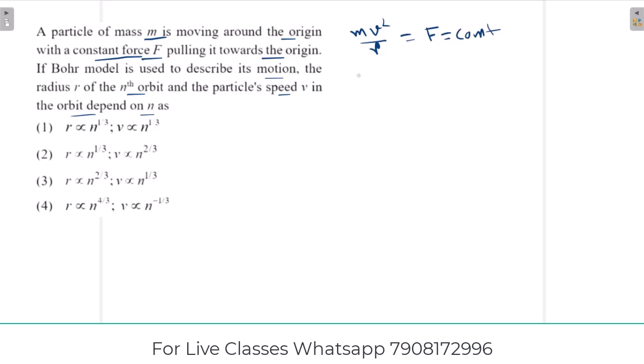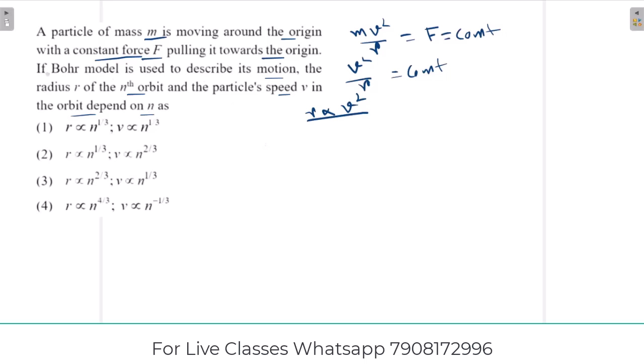So mass is also constant. So v square by r is constant. That is r proportional to v square, or v square proportional to r.